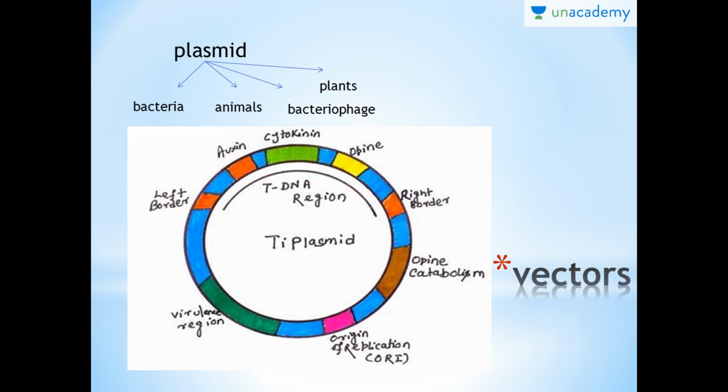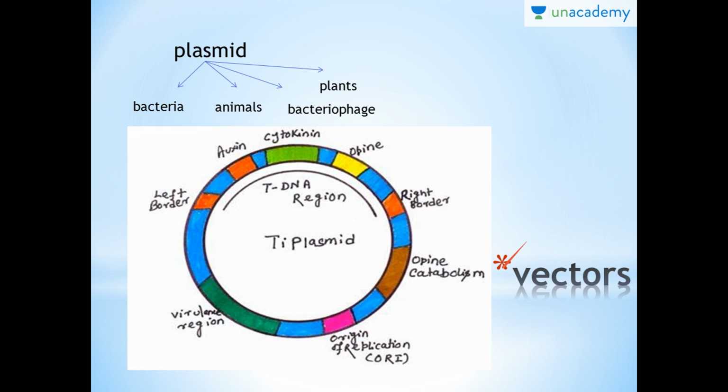So the plasmid, now we use the plasmid as the vector. The plasmid can be of bacteria, animals, bacteriophage and plants. So the plant plasmids are used in some cases as vectors for cloning genes in plants. The famous vector which is used for cloning in plants is the TI plasmid vector.